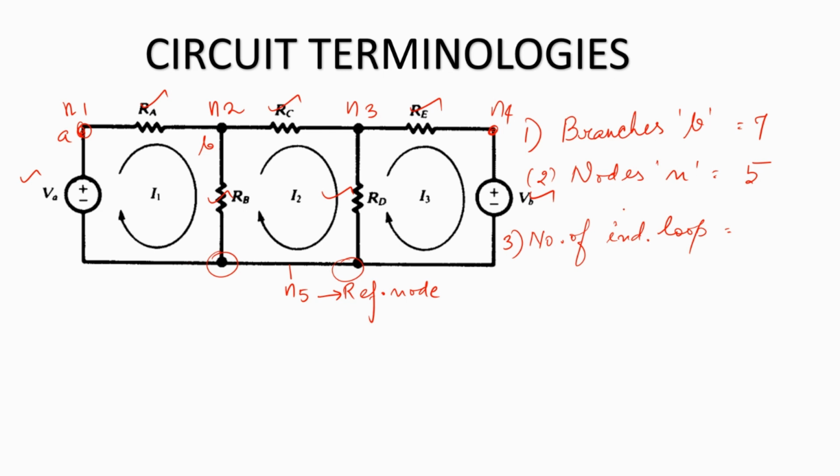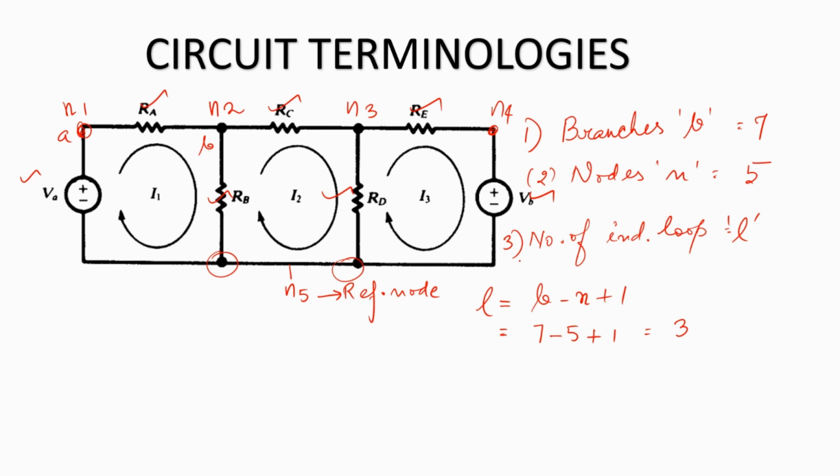So therefore, if I represent the number of individual loops by the variable L, then I can actually compute the number of individual loops L by the empirical formula B minus N plus 1. So here L becomes equal to 7 minus 5 plus 1 for this particular circuit, which is actually 3. So that actually matches our intuition.